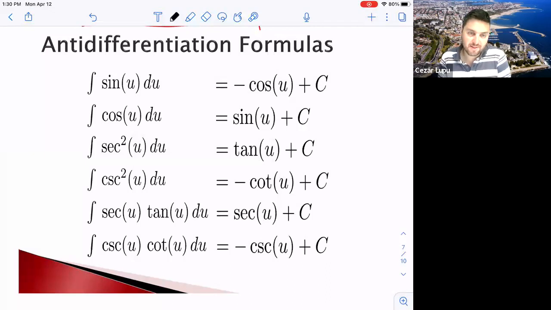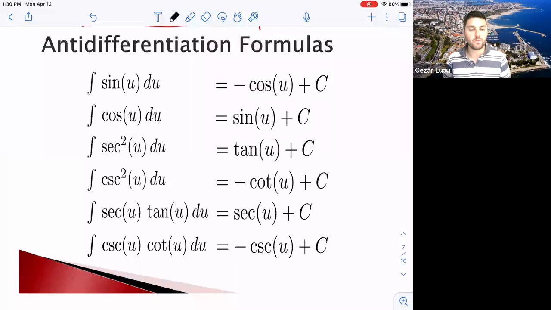You understand? Now you can also write the antiderivative of cosine of u du. Well, that will be sine of u plus c, because if you take the derivative of sine of u plus c, it will give you back the function. Anyway, so the integral of sine of u is negative cosine of u plus c. The integral of cosine of u is sine of u plus c.